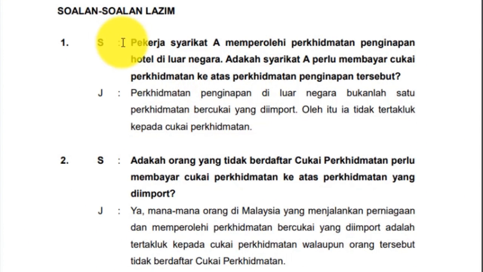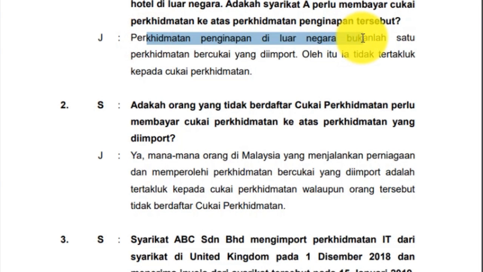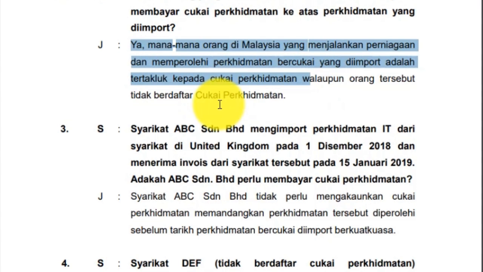The first thing is, if a company A staff is getting a hotel accommodation service overseas, does company A need to pay the service tax? So the answer is no. Why? Because the service is overseas, meaning that it's not an importation. So it's not applicable. The next one, for those who are non-SST registrant or not registered under service tax, do they need to pay for the importations of taxable service? Yes.